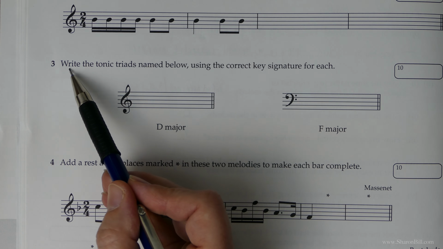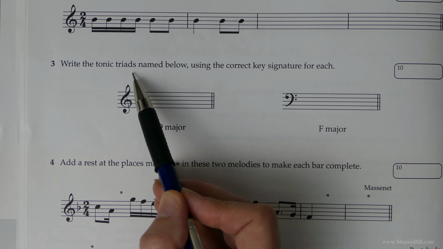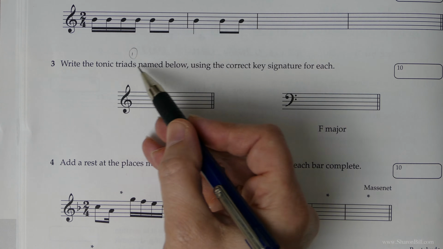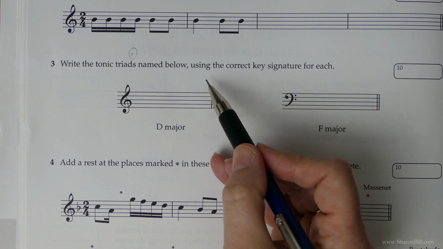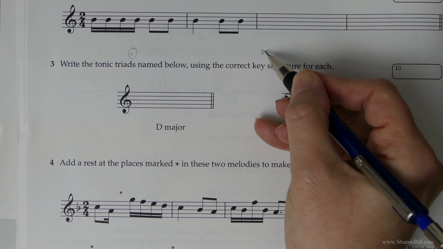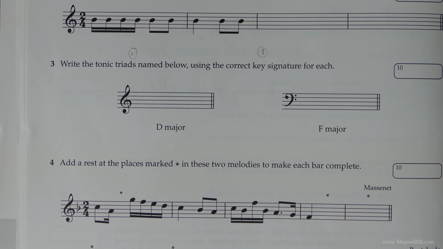So question 3 asks us to write the tonic triads named below. So that's the first part of the question. We've got to write the triad on the tonic. And then the second part of the question asks us to use the correct key signature. So we've got 2 parts to this question.